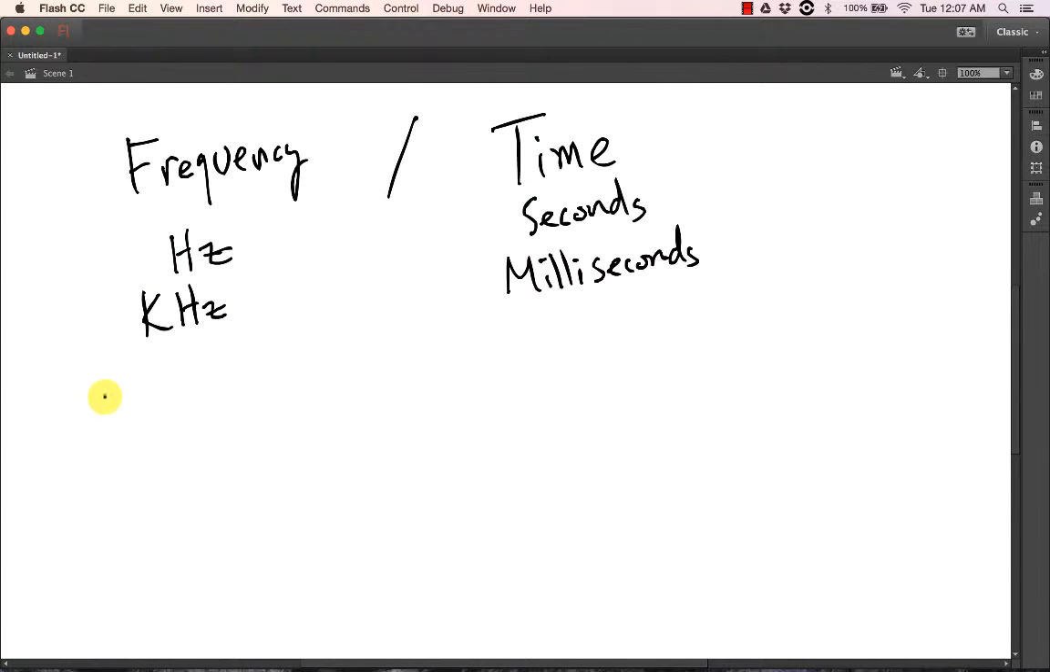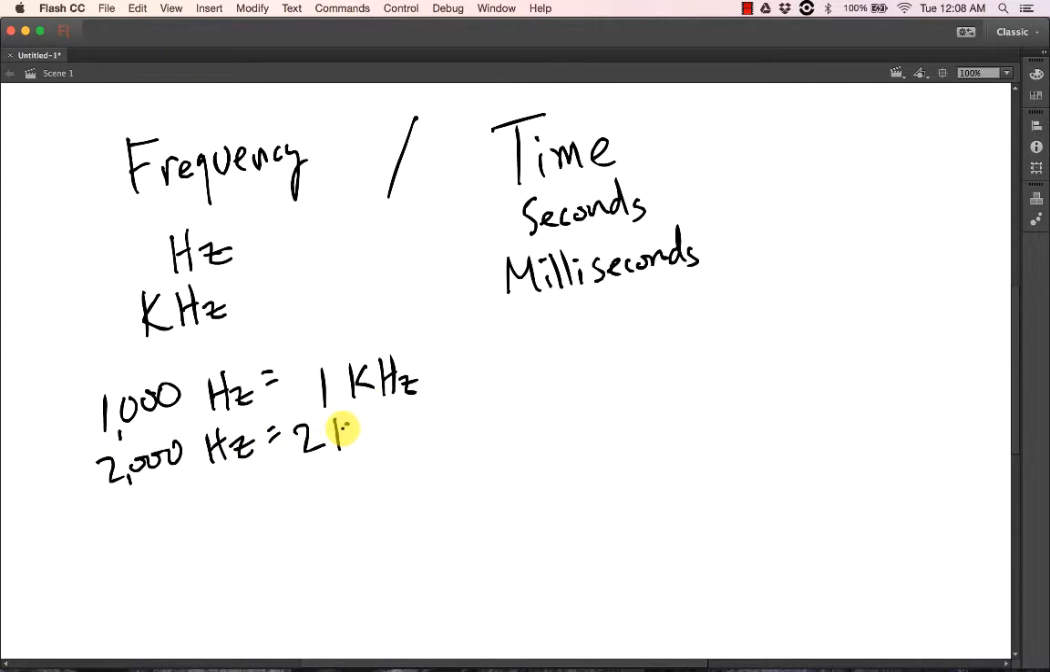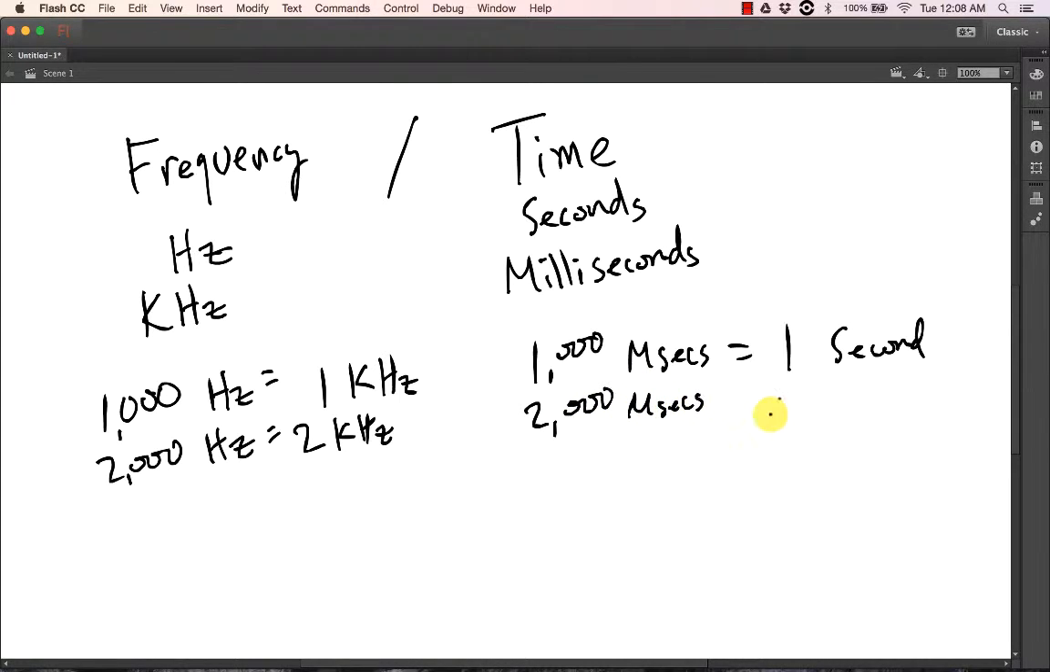Hertz, 1000 hertz equals 1 kilohertz. Okay, 2000 hertz equals 2 kilohertz. So kilo means 1000, right? 1000 hertz. Seconds works the opposite way. There are 1000 milliseconds in 1 second. Okay, and there are 2000 milliseconds in 2 seconds. Okay, so all of this is going to be important when you're figuring out these.